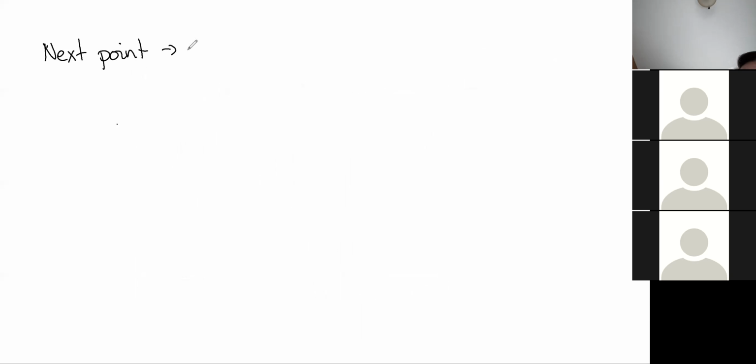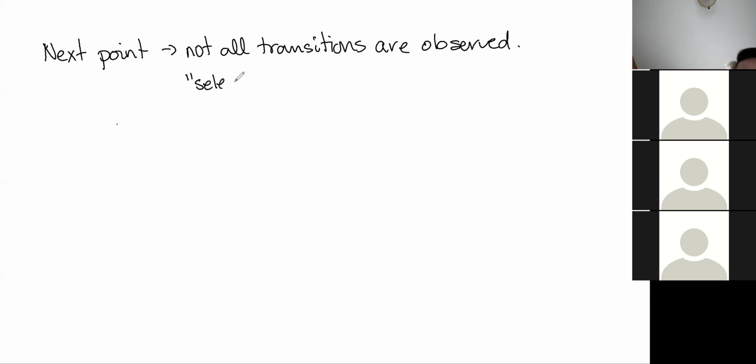This is helpful. Not all transitions are observed. There are what we would call selection rules for this. We won't get into this too much.